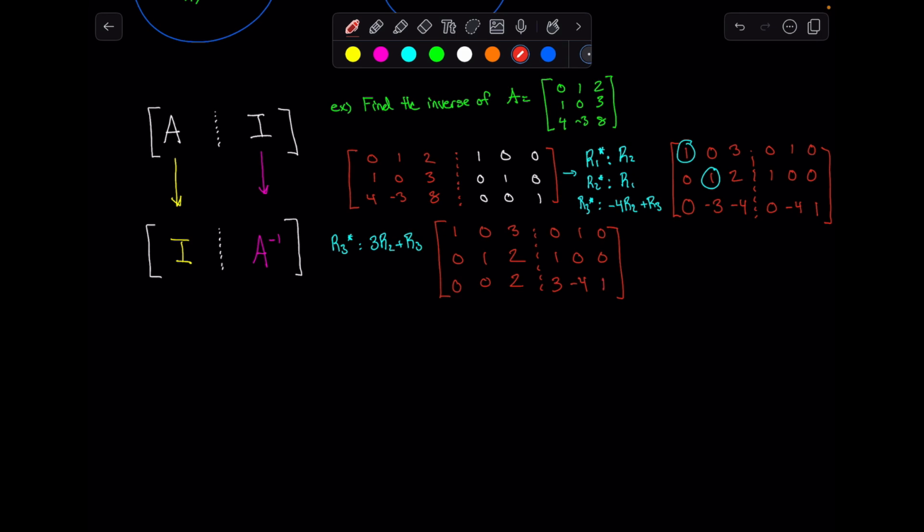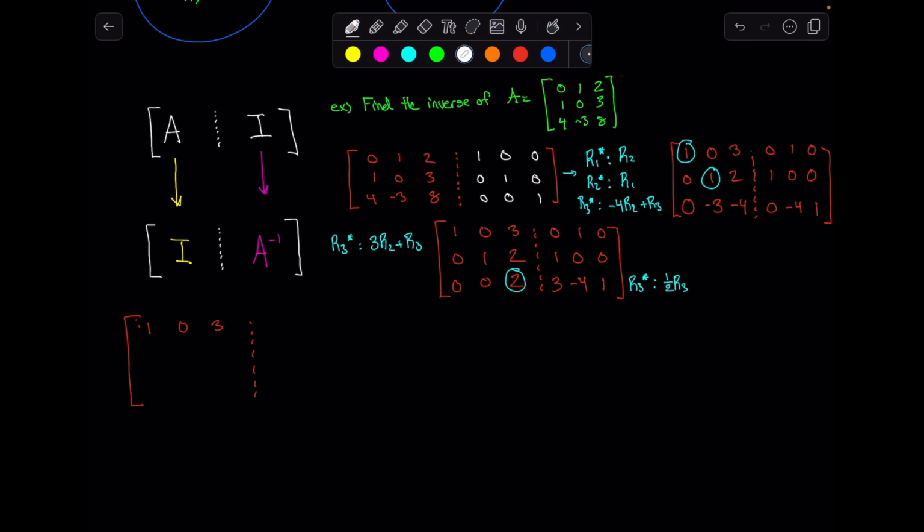And we're almost done. We almost have this thing in RREF. So let's get a 1 here, and to do that, I'm going to replace row 3 by multiplying it by 1/2, so 1/2 of the existing row 3. So if we do that, again, the first 2 rows stay the same, 1, 0, 3.